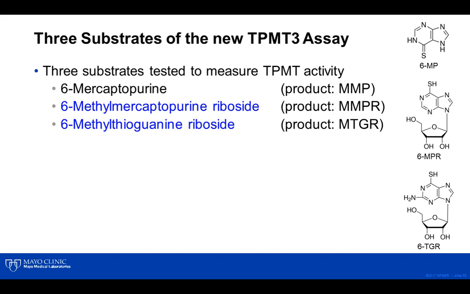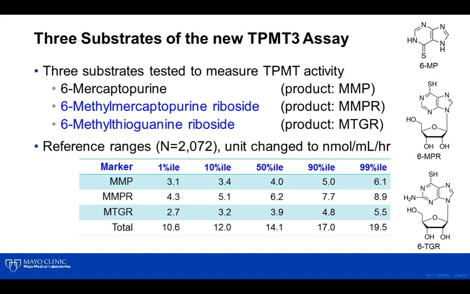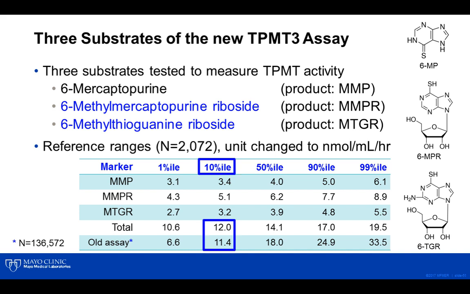Two additional substrates, 6-methyl-mercaptopurine riboside and 6-methyl-thioguanine riboside, were added. As a result of introducing a competitive assay, the MPP reference range dropped significantly. It could not be easily compared to the old assay. On the other hand, the total activity calculated as the sum of the 3 products was somewhat comparable to the old reference range, especially at the critical decision point around the 10 percentile value.